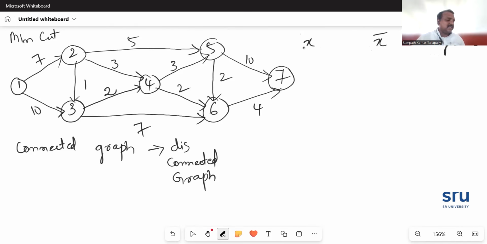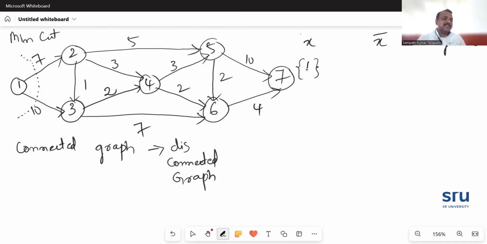Now we'll see this example. So what I do is, I'll just cut my graph in this way. If I cut my graph in this way, what happens now? This one will be here.